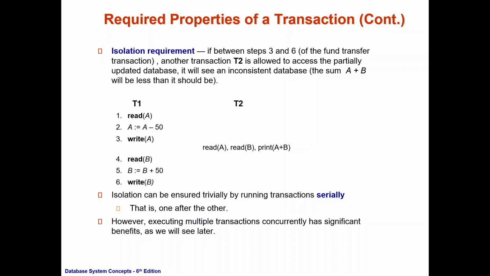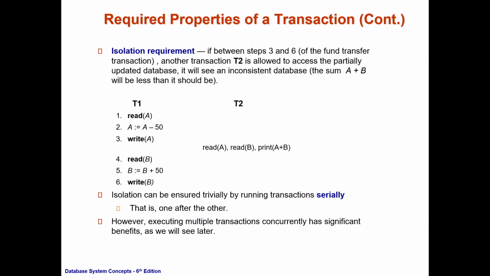Suppose there are two transactions, T1 and T2. In T1, what is happening? Read A and deduct 50 from A, write A, read B, and deposit 50 into B, write B. So this is transaction one. Transaction two: read A. After writing A, you read A, so it is 950. And read B; after writing, you read B, so it is 2050. And print A plus B, it will be 3000.